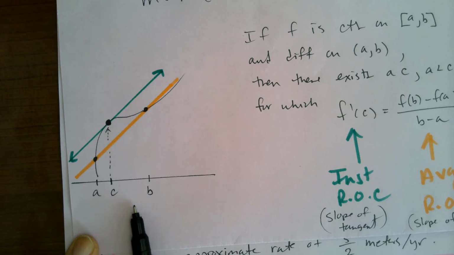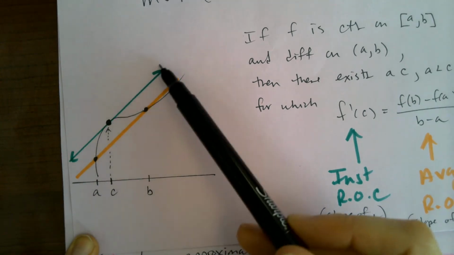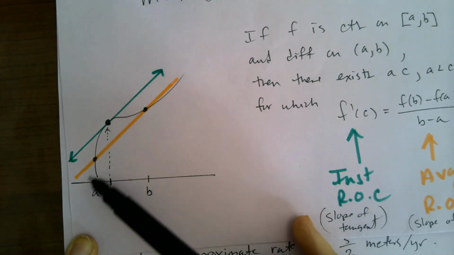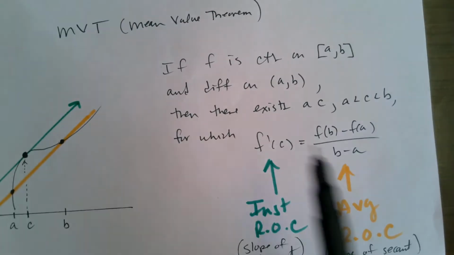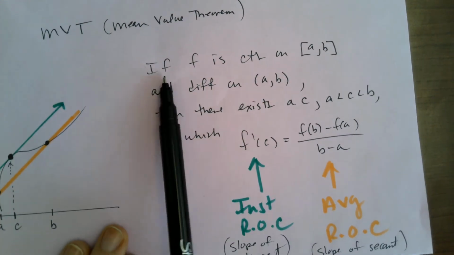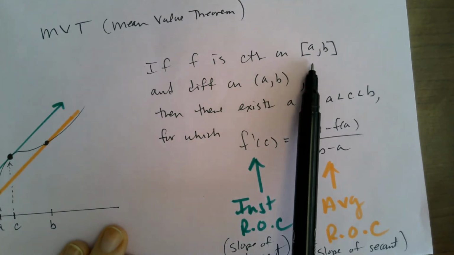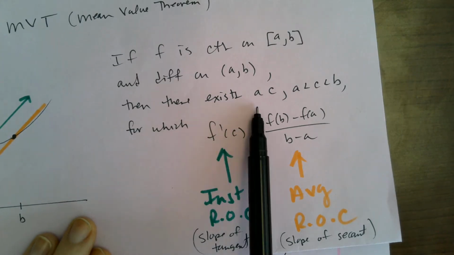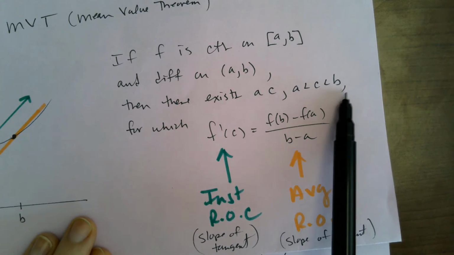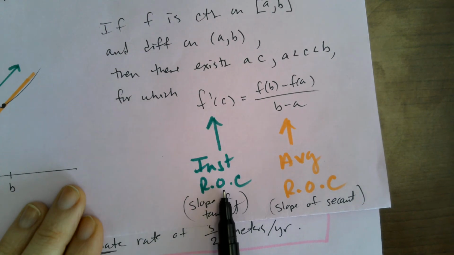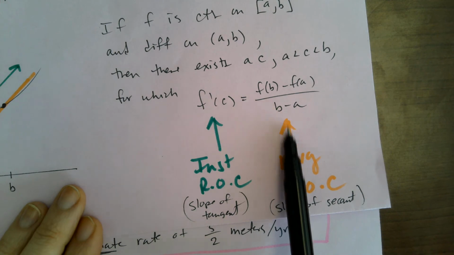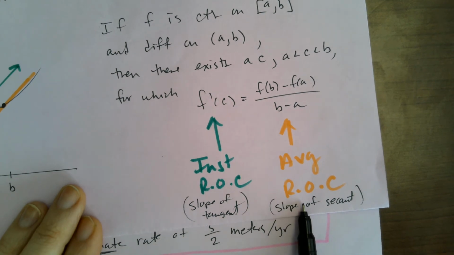Here it is in a picture. At some c between a and b, you're going to have the tangent line slope equal to the secant line slope, okay? And how it goes is this. If f is continuous on the closed interval [a, b] and differentiable on the open interval (a, b), then there exists a c between a and b for which f prime of c, the instantaneous rate of change, is equal to this, which is the average rate of change.